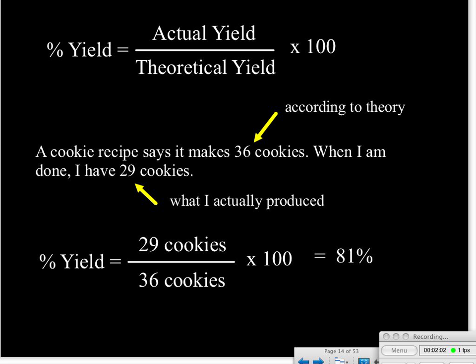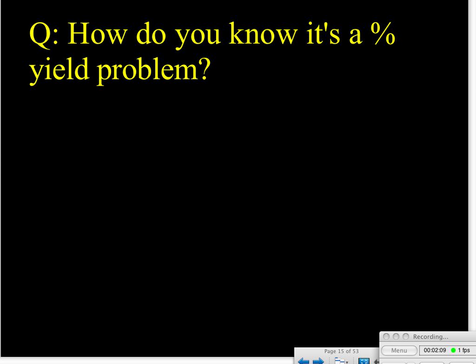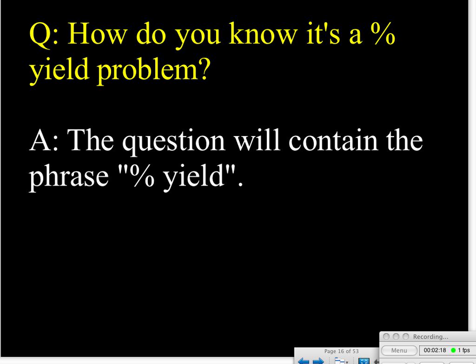The chemical equations are recipes for chemical reactions. And first of all, when you get these problems, the first question I'm often asked is, how do I know it's a percent yield problem? This is a very easy answer in this case. If the problem says something about percent yield, if you see the phrase percent yield somewhere in there, it's a percent yield problem. And there are two general types in my class, or two ways I ask the question.